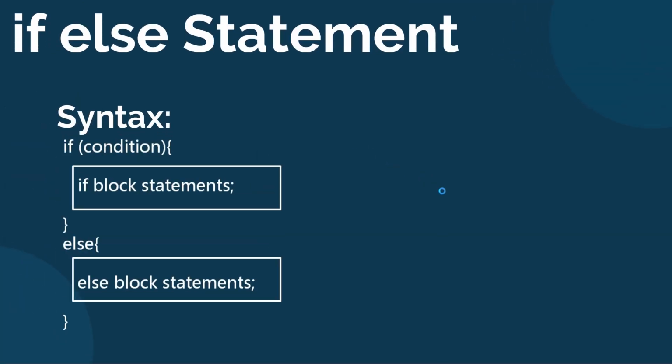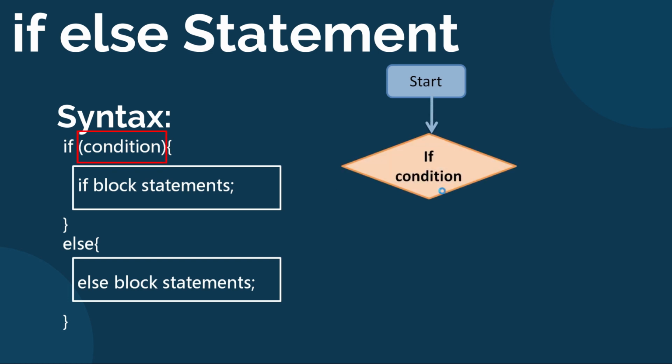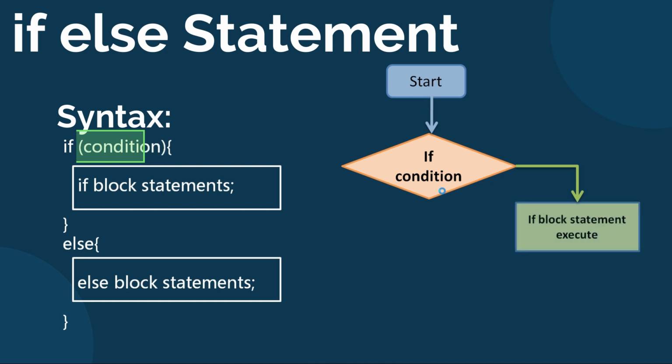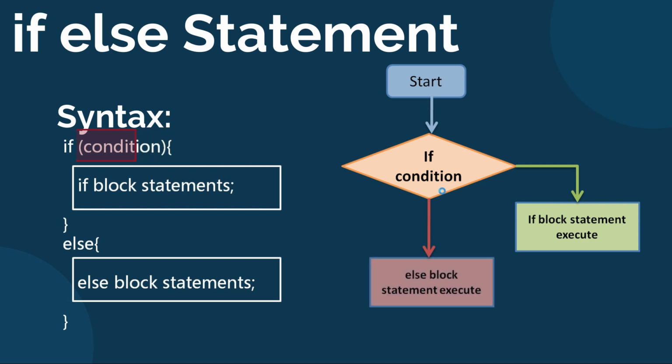Second one is the if else statement. The if else statement has two different blocks, that is the if block and the else block. Now let's understand the syntax and the flow with the help of a flowchart. First it will start and check the if condition, and if the if condition turns out to be true then it will go and execute the if block statements, and if it turns out to be false then it will go and execute the else block statements.